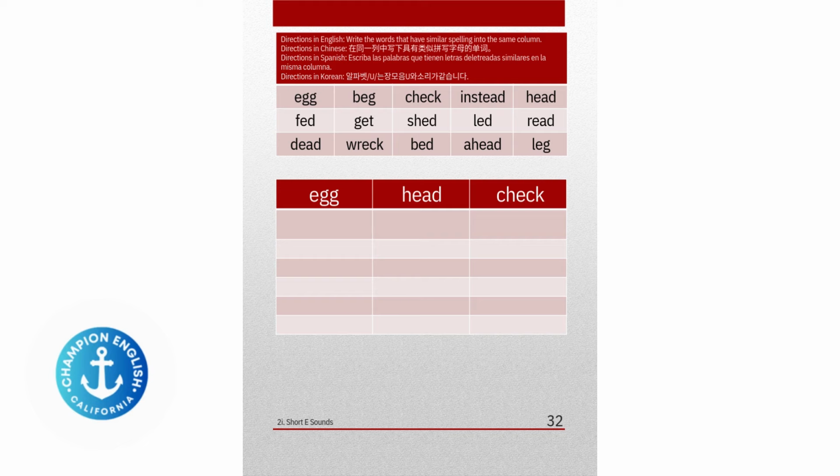The second column, we have head. Can everyone say head? Head. That's right. For the third column, we have check. Can everyone say check? Check. That's right. Okay, so go ahead and sound out the words and be sure to write them in each column. I'm going to give you 30 seconds. Ready? Let's go.